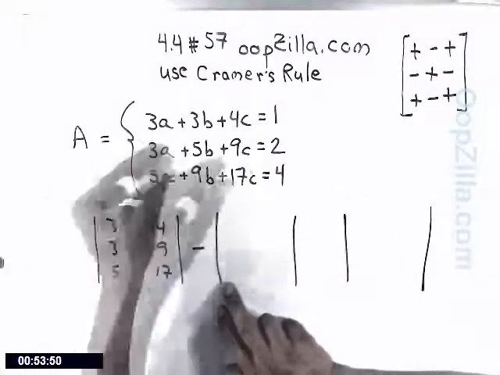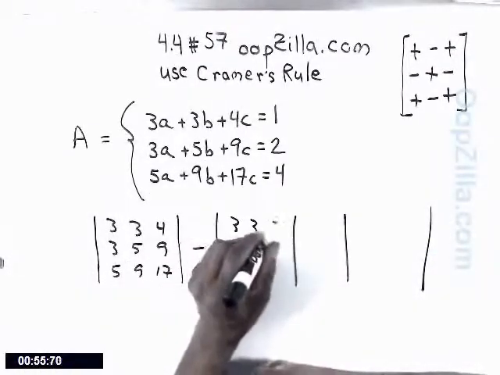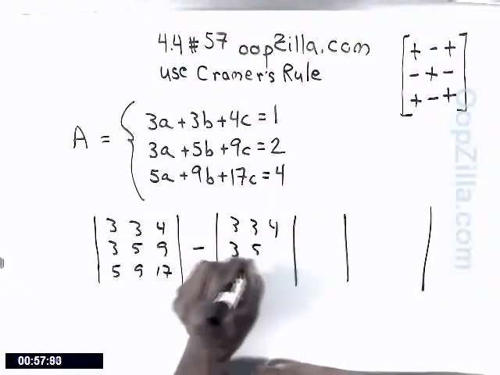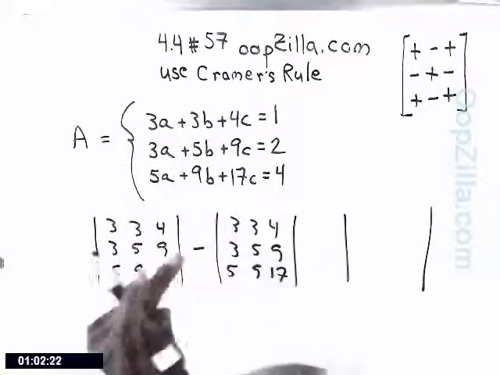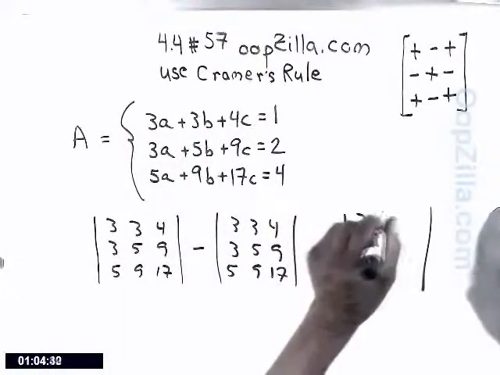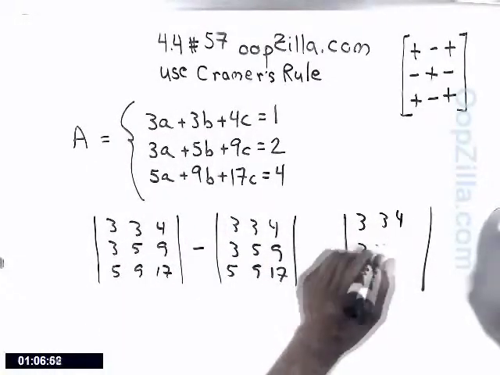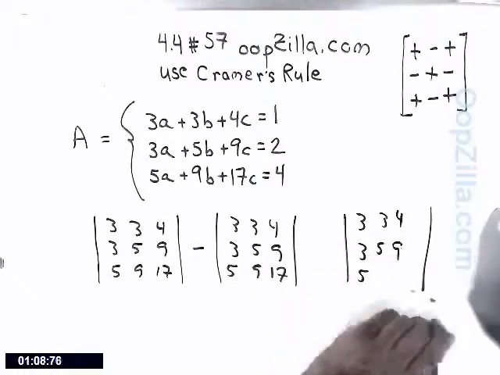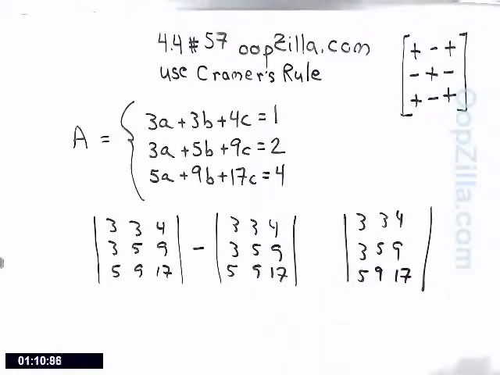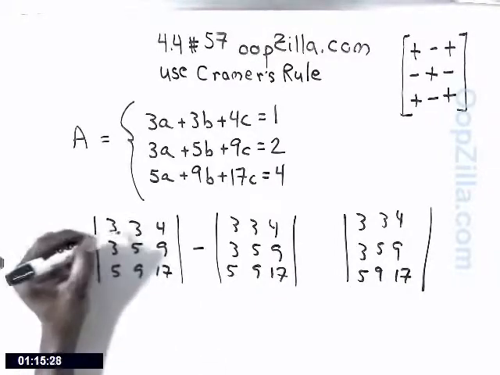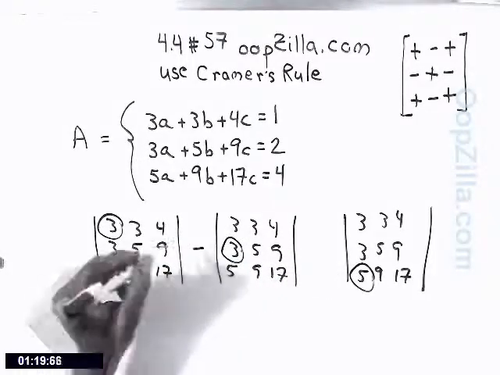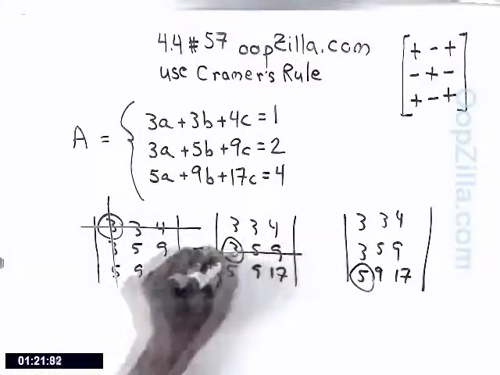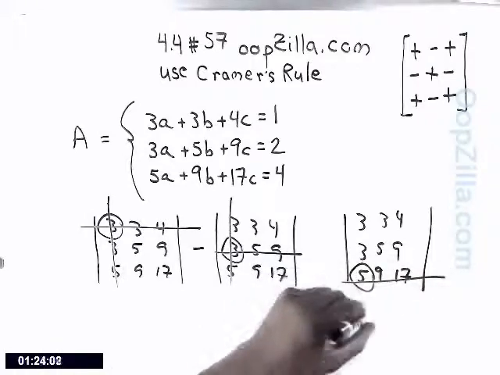Okay, I'm going to put those in again: 3, 3, 4, 3, 5, 9, 5, 9, 17. I'm just grabbing the coefficients, and that's going to be 3, 3, 4, 3, 5, 9, 5, 9, and then 17 again. Now, with that said, let's go ahead and solve this. So I can circle this guy, and circle this guy, and then draw a line straight through, like that, through my circles.